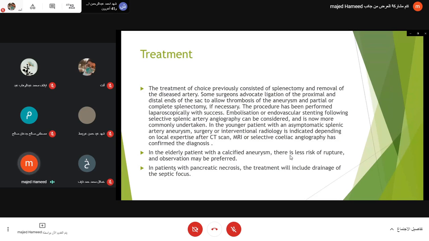Embolization or endovascular stent following selective splenic artery angiography can be considered. In the elderly patient with a calcified aneurysm, there is less risk of rupture and observation may be preferred. In patients with pancreatic necrosis, the treatment will include drainage of the septic focus.